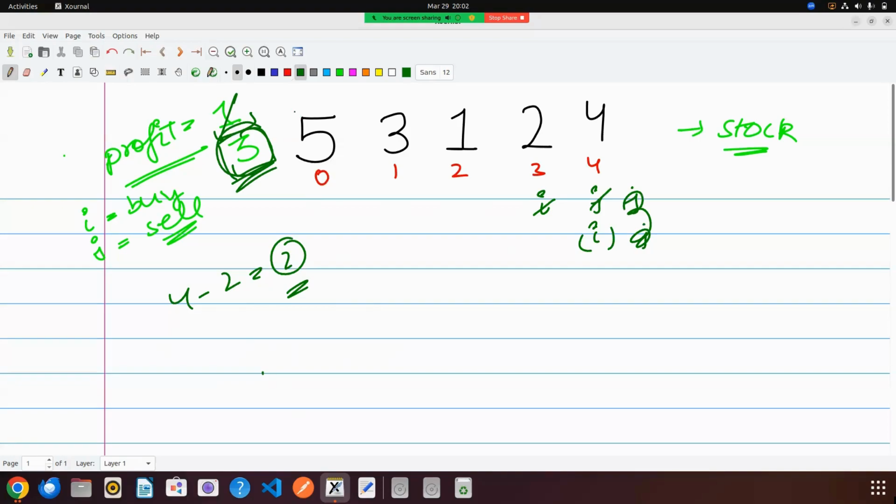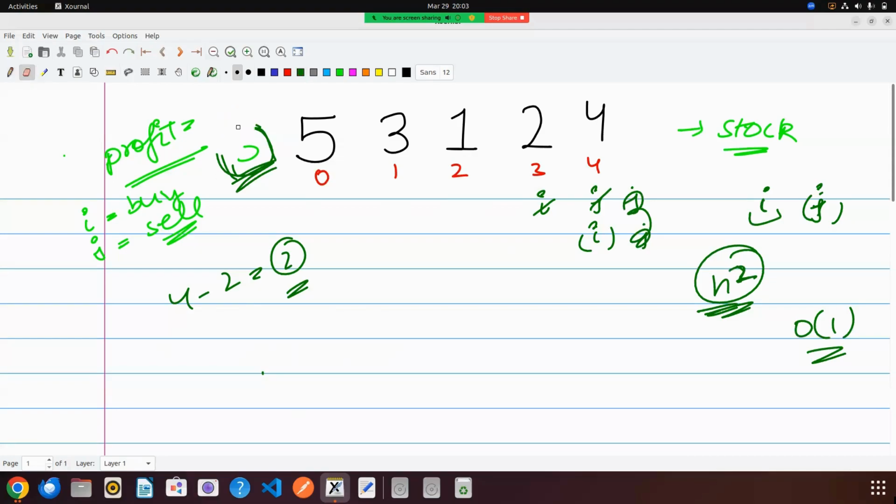The time complexity will be n square. Why? Because there is an I and there is a j, and for every I we are iterating over the whole array, right? So the time complexity is n square, and the space complexity is constant because we are not taking any extra space. Okay. Now let's talk about the optimized approach, because of course the brute force approach is very slow. So let's move forward towards the optimized approach.